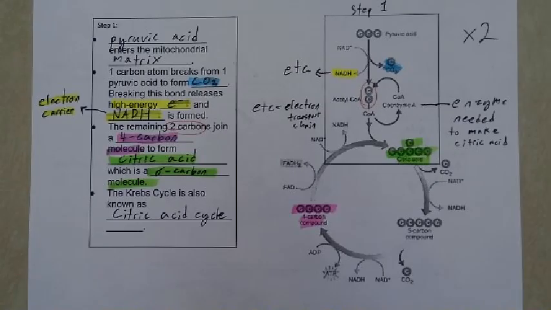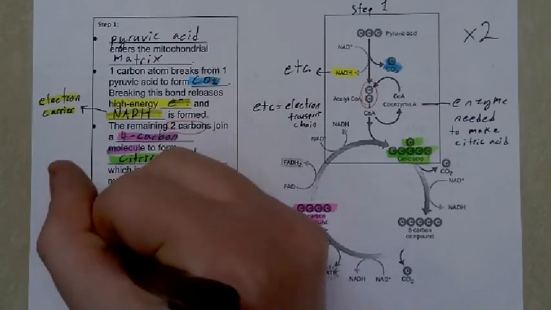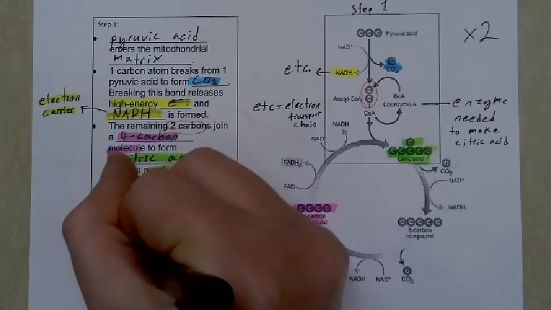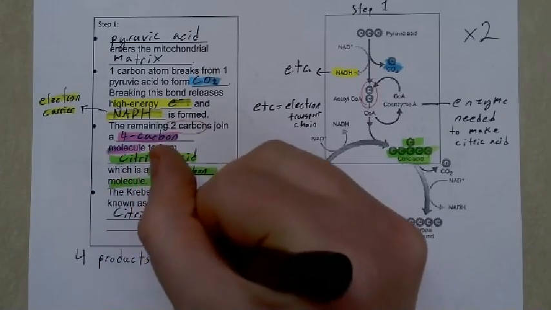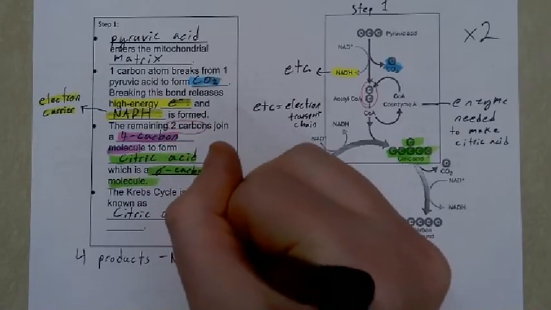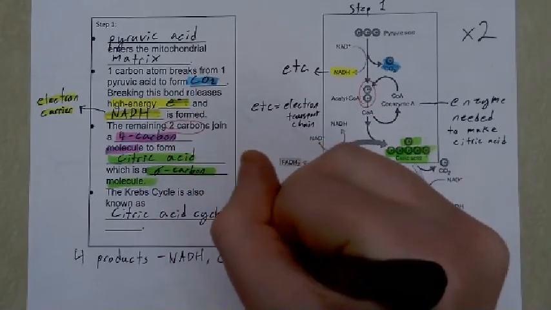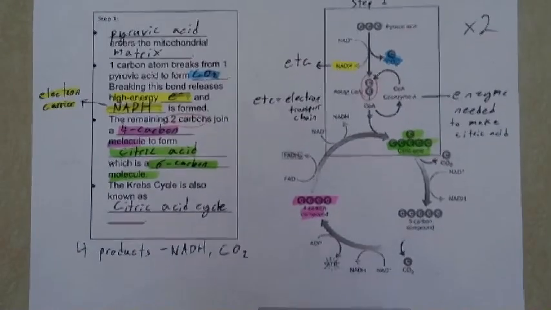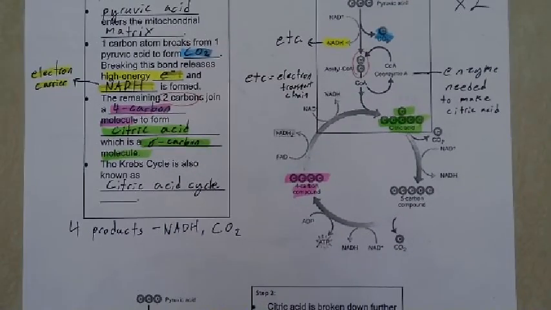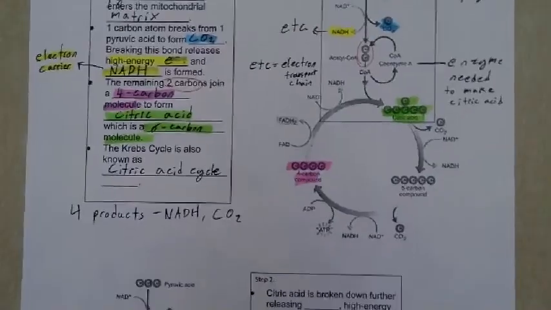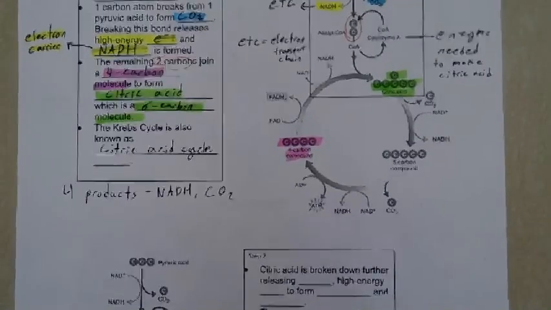We're actually going to have 4 end products here, which I will get to at the end as we go. But we already know 2 of them. We've already produced NADH and carbon dioxide. Those are 2 of them. We'll label the other 2 as we find them here in our cycle. So that's step 1, right?